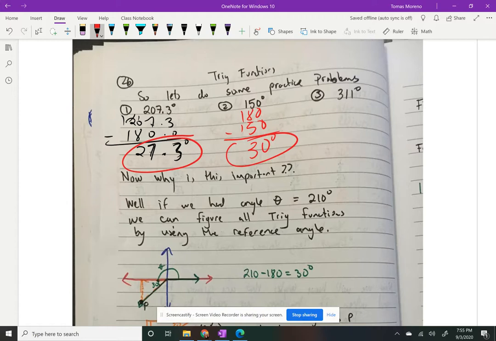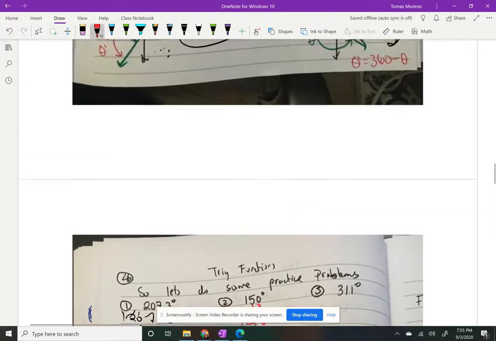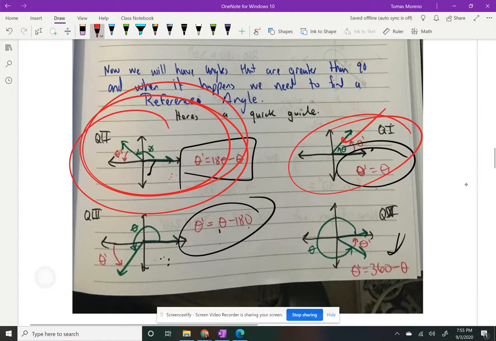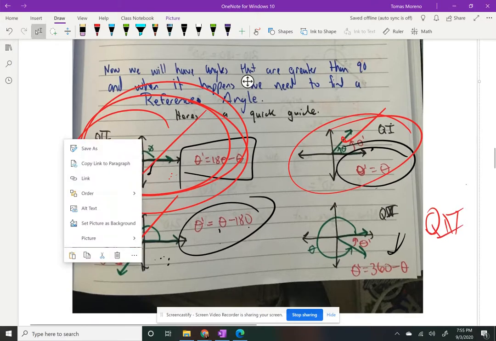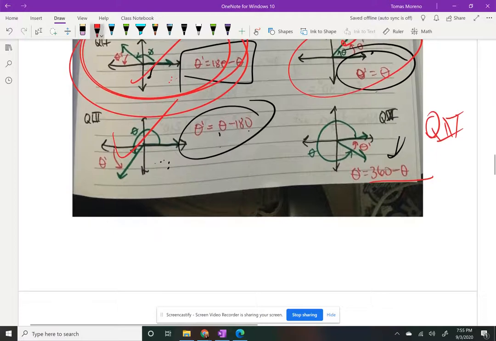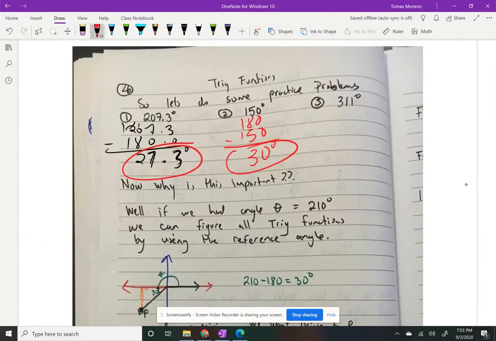Okay, what about 311? 311 is bigger than 90, bigger than 180, bigger than 270. It's actually in quadrant 4. So that means we're going to take 360 and subtract the given angle. So we go 360 minus 311. This becomes a 5, this becomes a 9. 5 minus 4, 4. And this is now my reference angle.